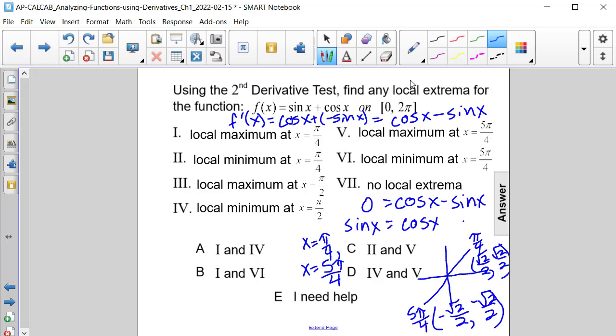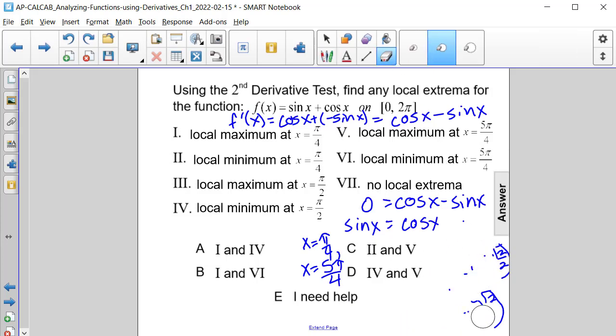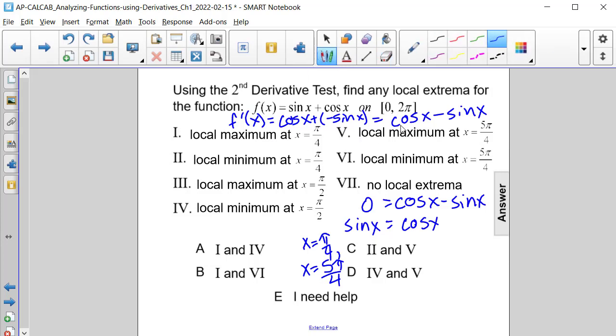So now we are going to use the second derivative test to determine what type of extrema we have at these values. So let's find the second derivative, f double prime. F double prime of x is going to equal the derivative of cosine, which is negative sine, and then we have minus the derivative of sine, which is cosine.